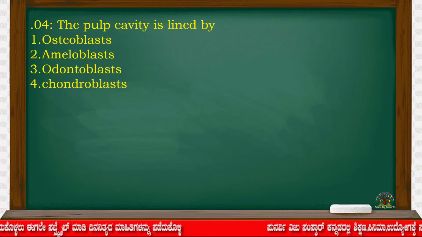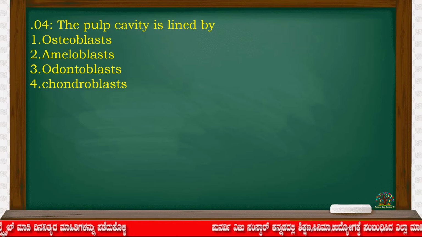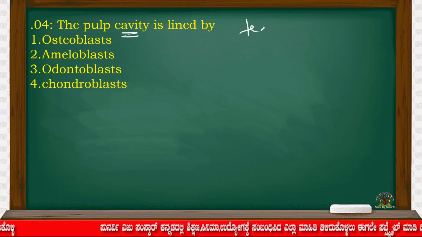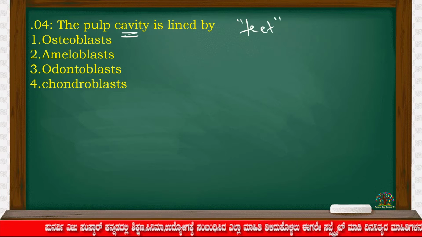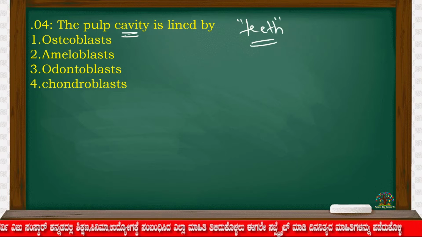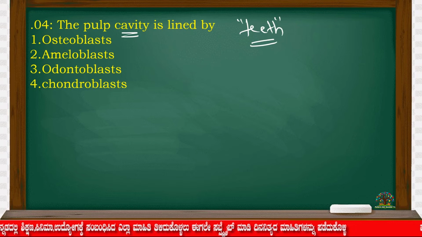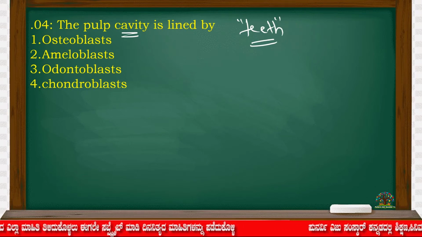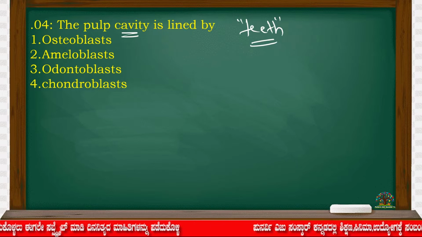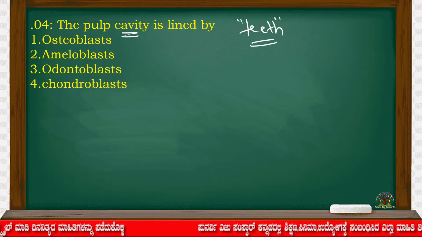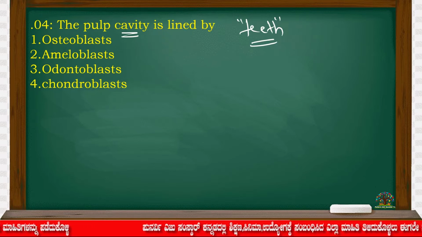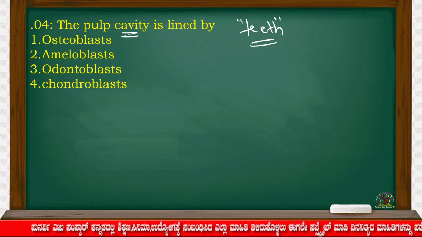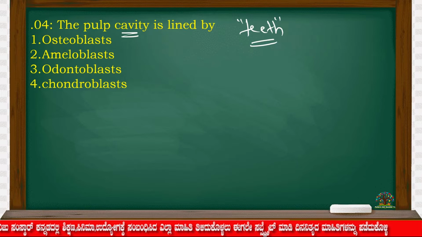Question number 4. The pulp cavity is lined by. Basically, the pulp cavity is seen in the tooth region where the tooth is attached. That socket is called the pulp cavity, and they are asking about the type of cells that line the tooth socket or the pulp cavity. And options are option number 1 osteoblast, option number 2 ameloblast, option number 3 odontoblast, and option number 4 chondroblast.